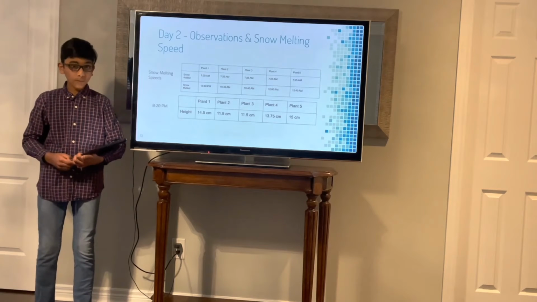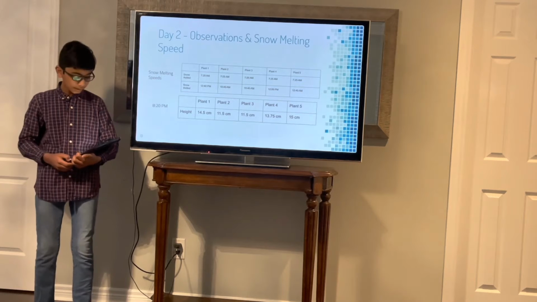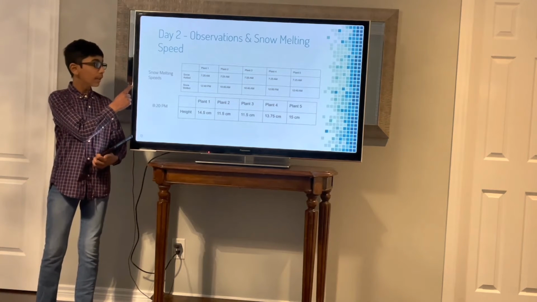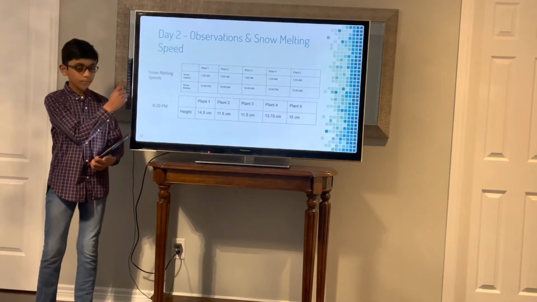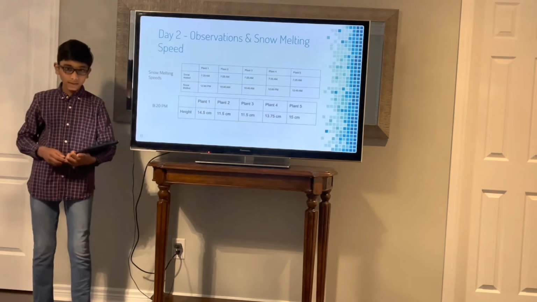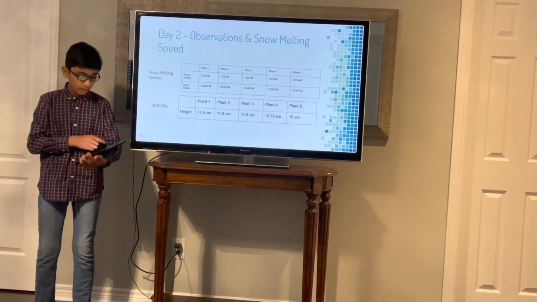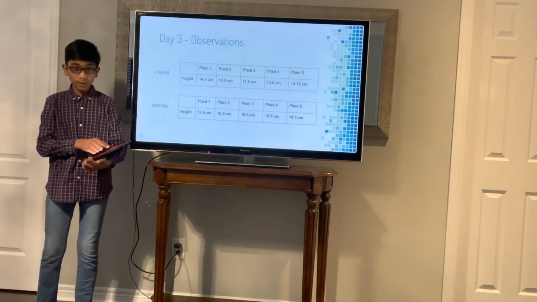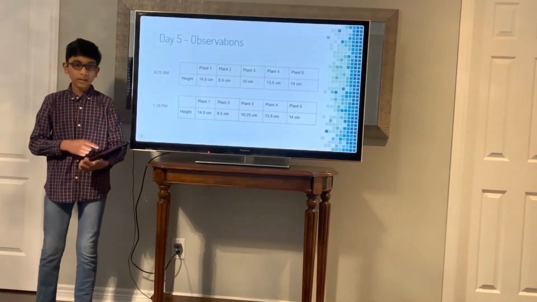Day 2, 3, 4, and 5 were all spent recording the plants' heights and coloration. On day 2, I also noted the snow melting speeds. As you can see, the snow in plant 2 and 3 melted the fastest. These are some photos I took on day 2. These are my day 3, 4, and 5 observations.